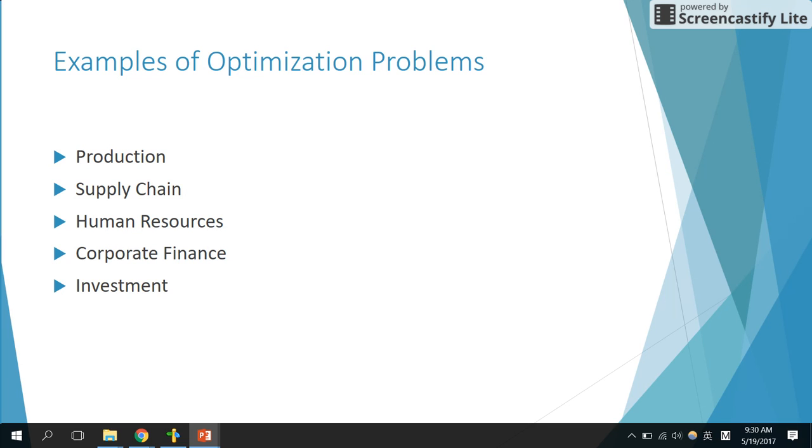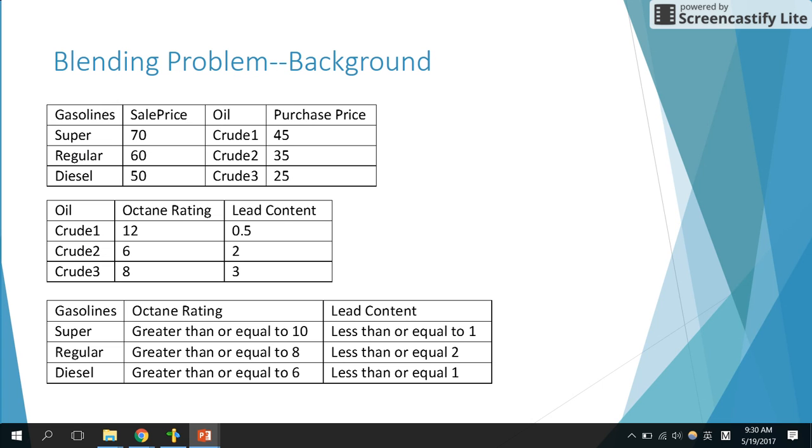Here are a lot of examples of optimization problems, such as production, supply chain, human resources, corporate finance, and investment. Here, I will explain a blending problem in detail.